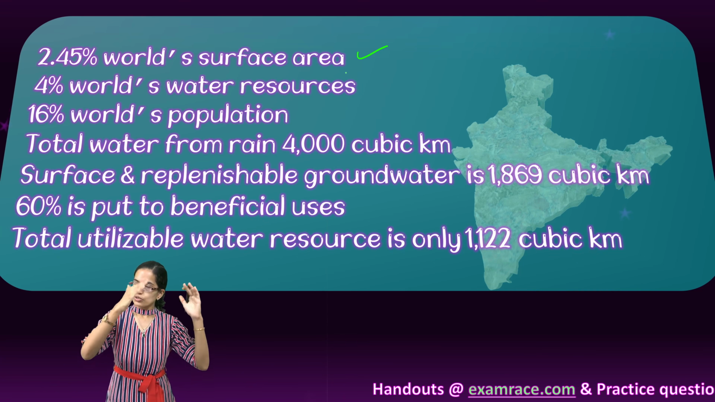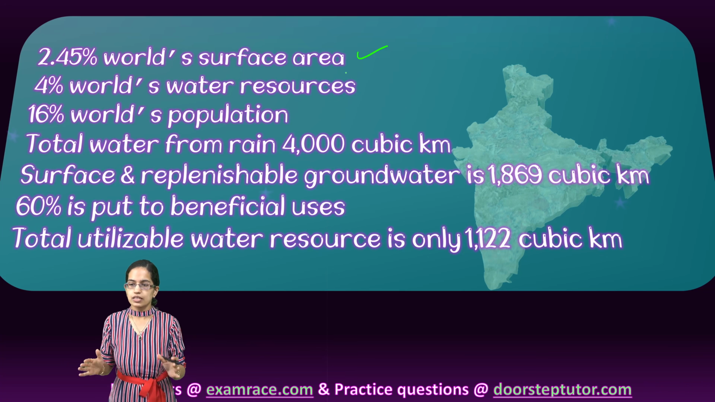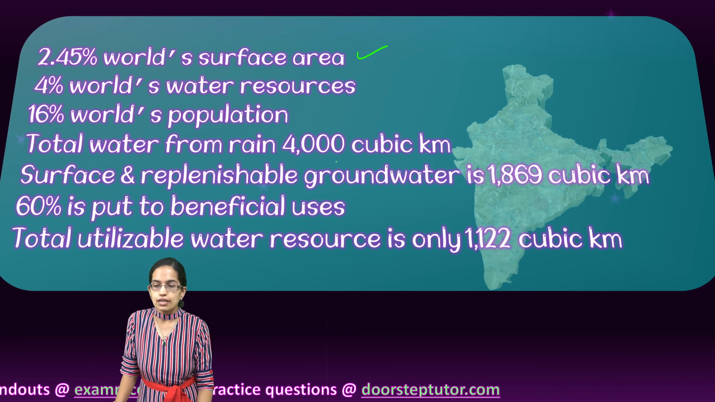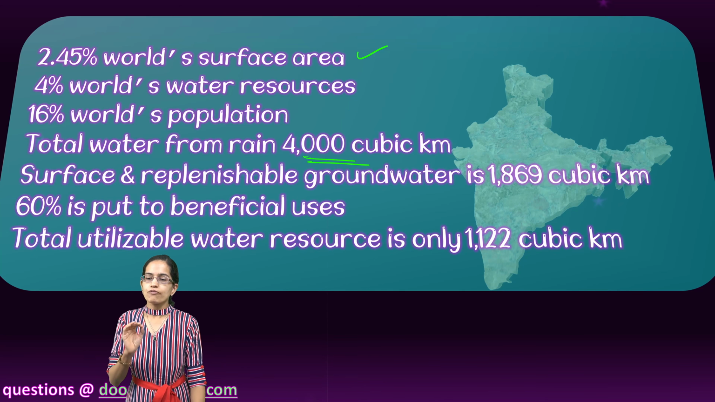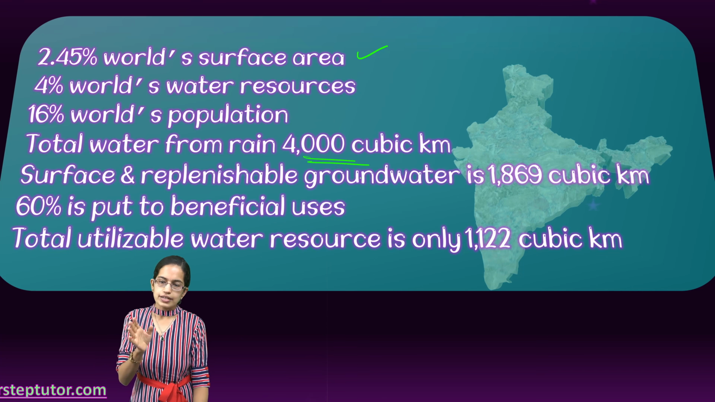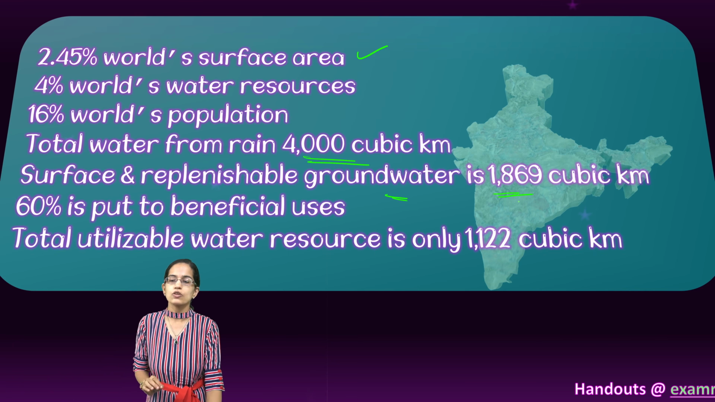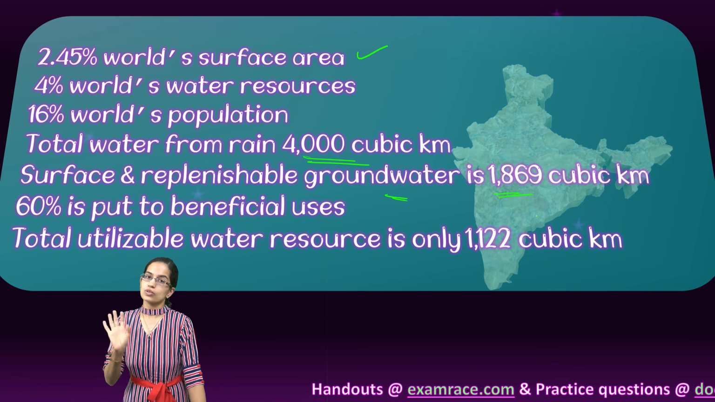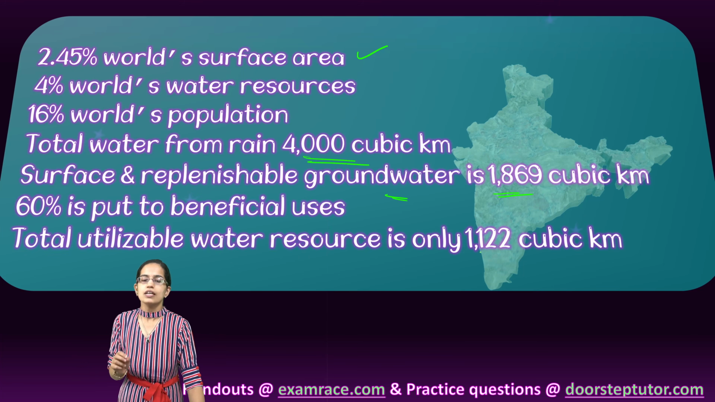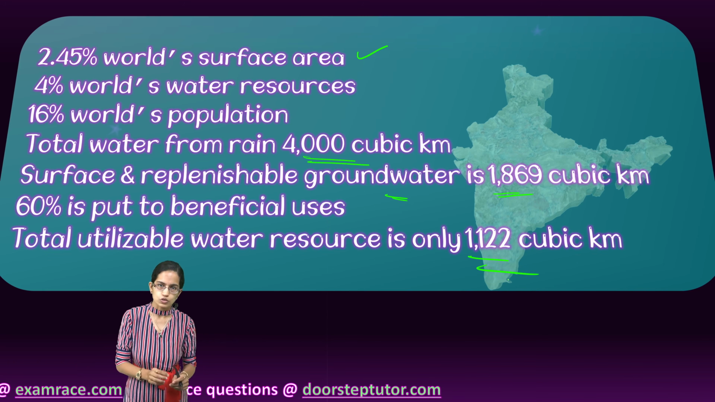If we focus on the total rain which comes in the region of India, the total water from rain that comes to India is around 4,000 cubic kilometers, of which the surface and replenishable groundwater is around 1,869 cubic kilometers, of which only 60% can be utilized for beneficial use. That means we are left with just 1,122 cubic kilometers of water.